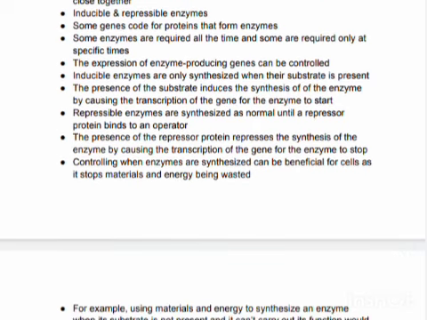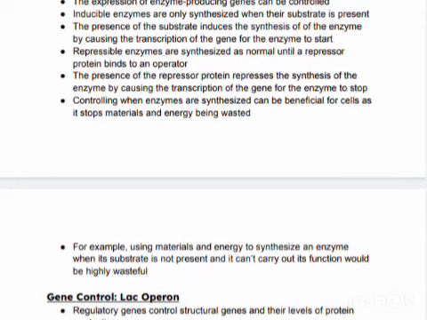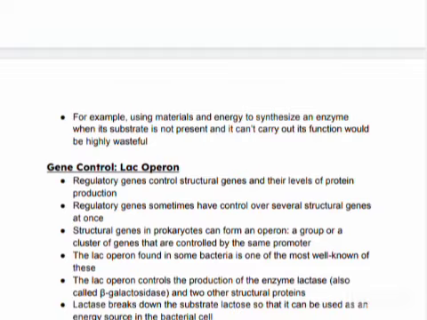Another thing you need to know about is inducible and repressible enzymes. Inducible enzymes only work if their substrate is present. The presence of the substrate induces the synthesis of the enzyme by causing transcription of the gene for the enzyme to start. Repressible enzymes are synthesized as normal until a repressor protein binds to an operator. When the repressor protein binds to an operator, transcription cannot take place. We'll look at this in detail.